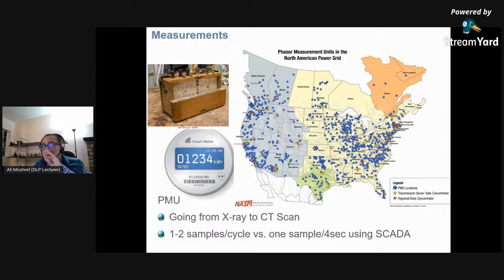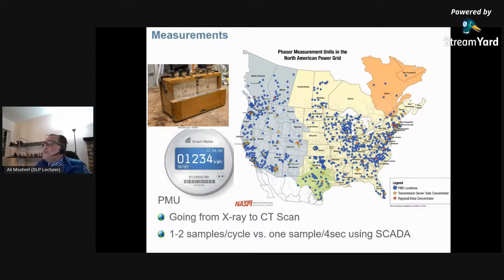I remember some guy saying that the invention of the PMU is like going from X-ray to CT scan. In the old days, we used to have X-rays for patients. Now, at my age, I've gone through several CT scans. Every time I go through a CT scan, they discover something new, which is good and not good. For me, it's not good to hear that I have another problem, but the technology is so good. PMUs are doing the same thing.